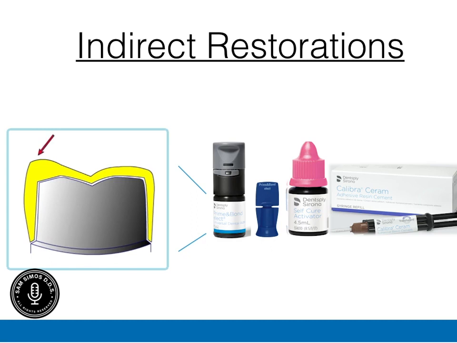So here's what I like to do and how I like to use Prime and Bond Elect with Calibre Ceram. I don't need a self-cure additive if I'm light curing before or after I place the crown. So what I'll do is I'll clean the tooth, put Prime and Bond Elect on the tooth, blow it dry, light cure it, put the Calibre Ceram into the crown, seat the crown fully, and then I'll tack cure buccal and lingual for about 3 to 5 seconds.